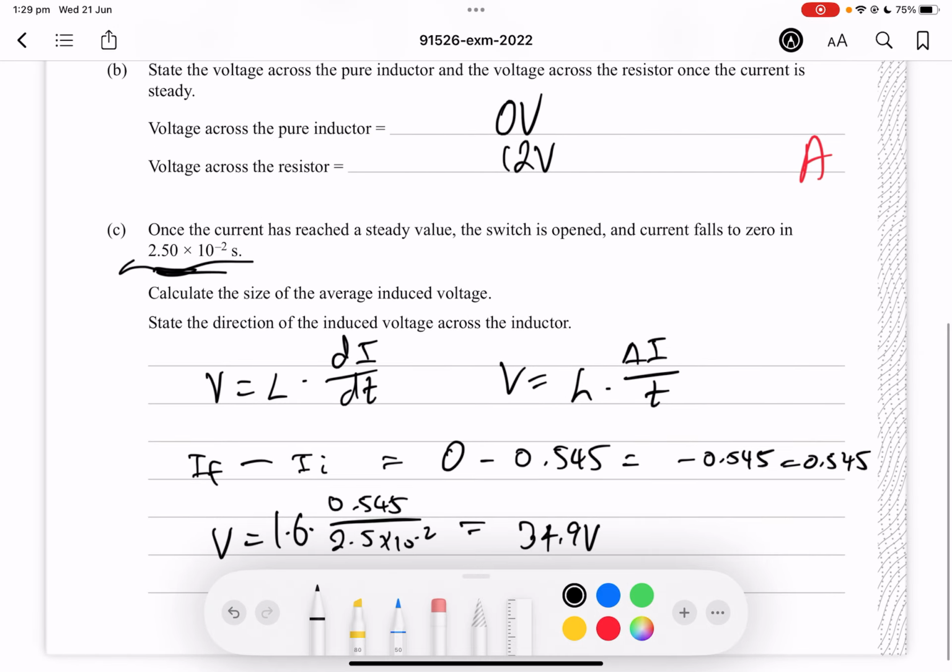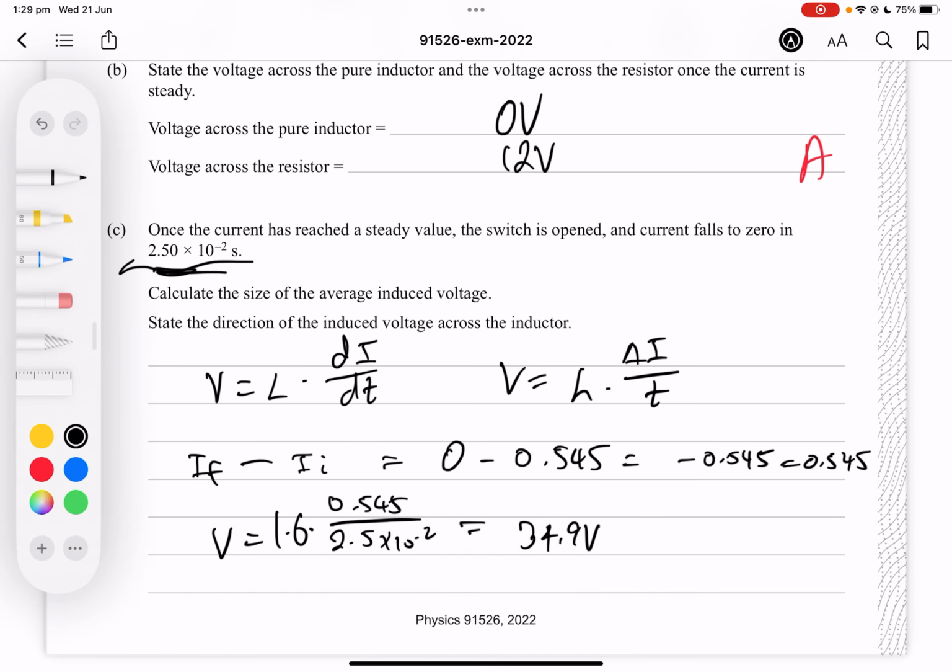And the direction of this voltage will be the same direction as initially of the source, and that's because once the source is disconnected, there's going to be a large rate of change of flux through the inductor, and the inductor will try to oppose the change. So the change right now is that the current is decreasing, so therefore the inductor will try to oppose that change by pushing more voltage in the original direction of that source voltage.